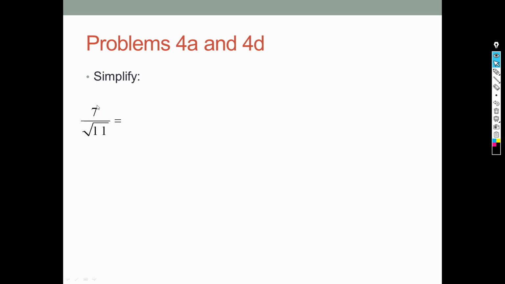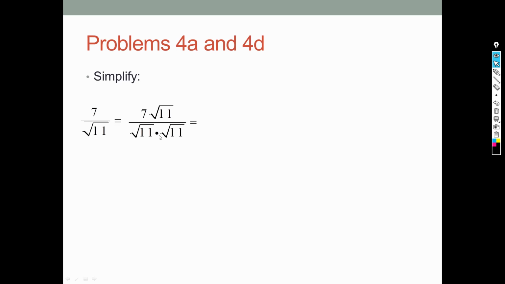So here we have a radical expression where we have a radical in the denominator. Your final answer can have a radical in the numerator, but not the denominator. So somehow we have to make this radicand 11 into a perfect square. We can do that by multiplying the numerator and the denominator by the square root of 11. So that gives me 7 times the square root of 11, and over here, square root of 11 times the square root of 11.